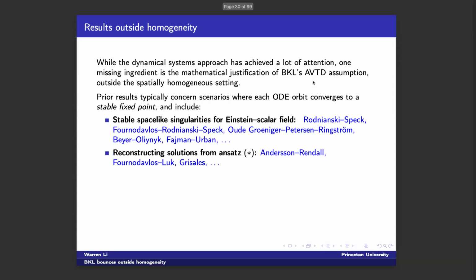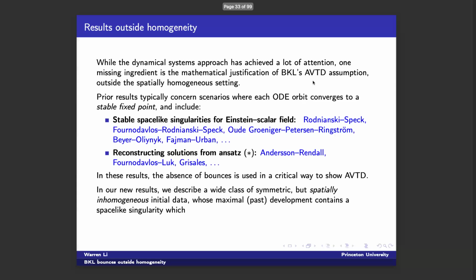There's also another interesting thing you can do. Instead of taking initial data and solving towards the singularity, you can start with data on the singularity, write down the ansatz that BKL wrote down, and try to find an actual solution to the Einstein equations that achieves that leading order. That's been done in various settings. But basically in all of these results, we never see any of these bounces. In fact, the absence of bounces is used in a very critical way to take care of the spatial derivatives.